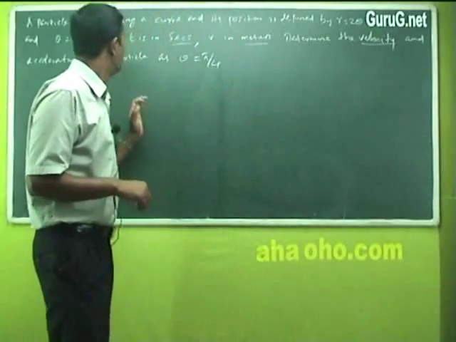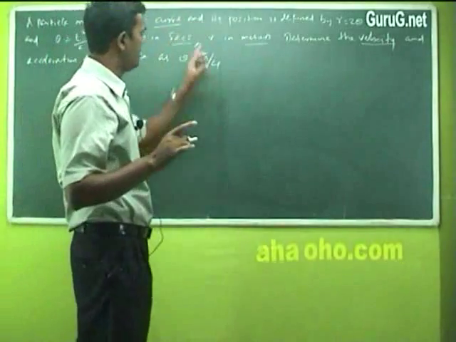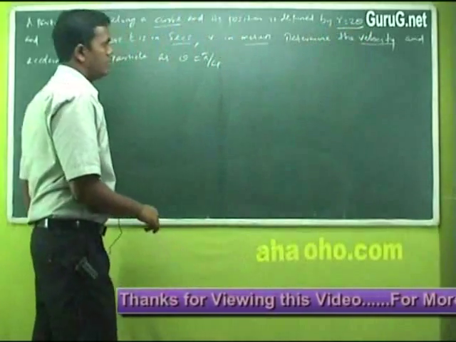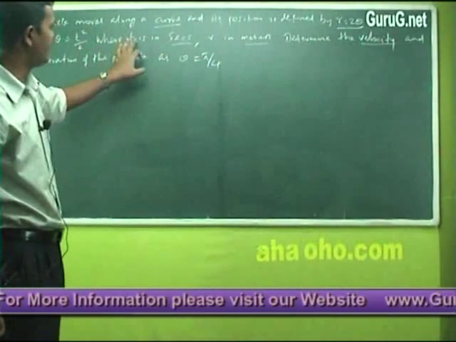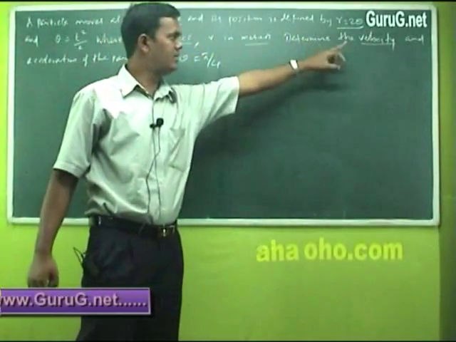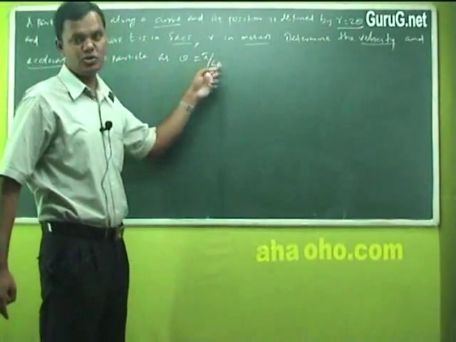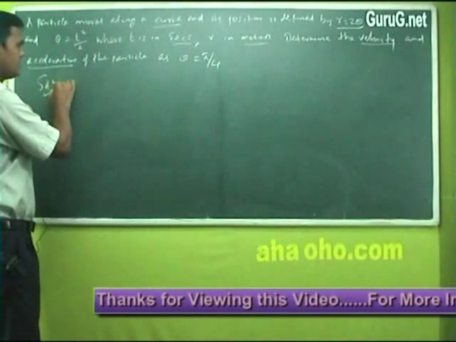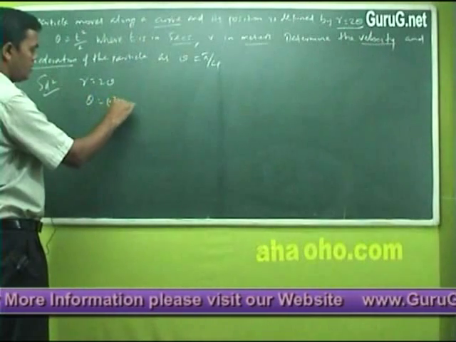One simple problem: a particle is moving along a curved path, and its position is defined by r equal to 2 theta, and theta is given as t square by 2, where t is time in seconds and r is the radius in meters. Determine the velocity and acceleration of the particle at theta equal to pi by 4. The solution: what is r given? It is 2 theta, and theta is given as t square by 2.